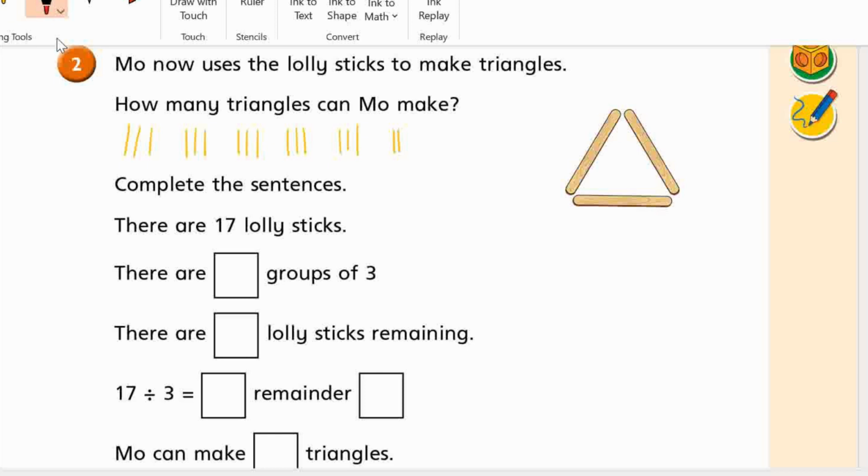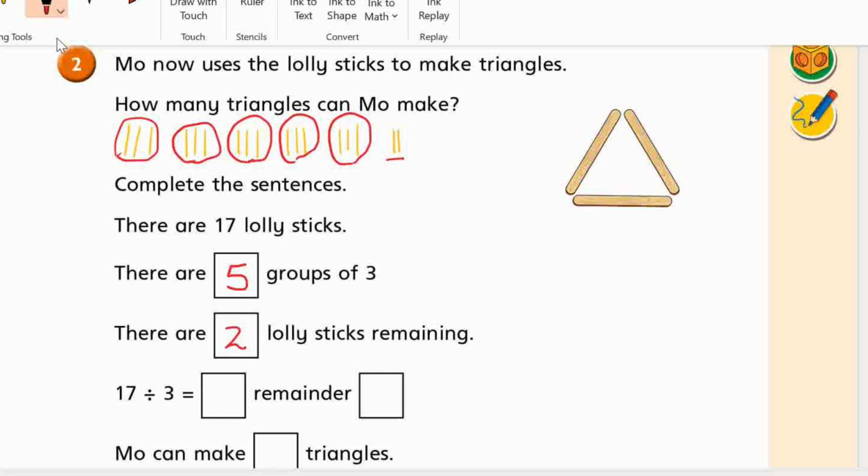Okay, so I put them already in groups. You can see here, here's one group, 1, 2, 3, 4, and 5. Okay, so there are how many groups of 3? There are 5 groups of 3. 1, 2, 3, 4, 5. There are how many lolly sticks remaining? There are 2, yes, 2 lolly sticks remaining.